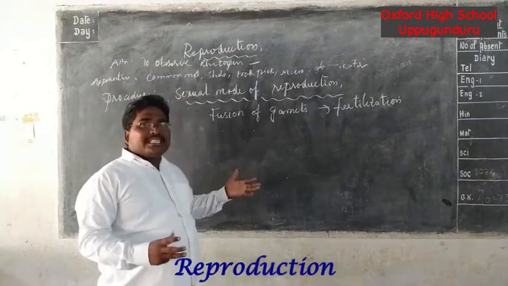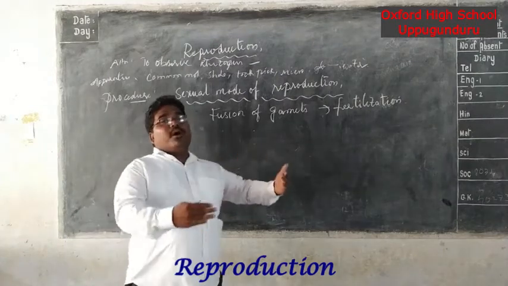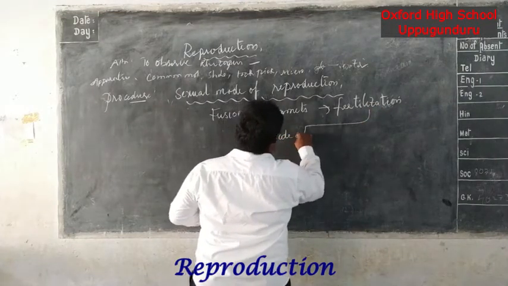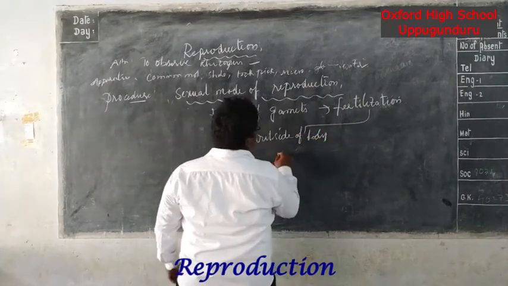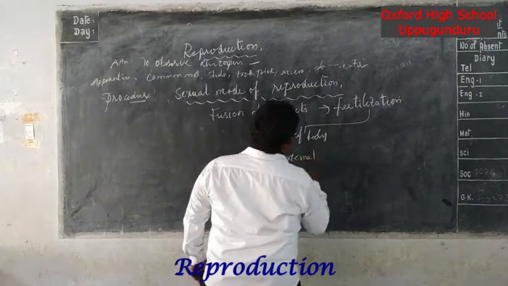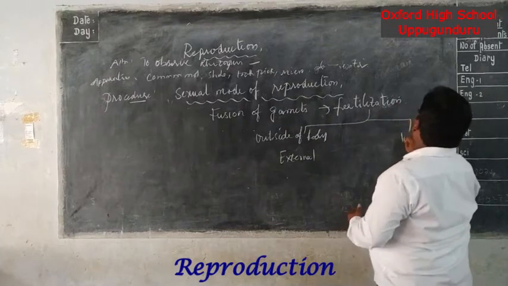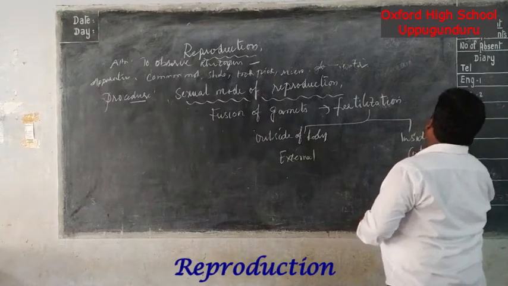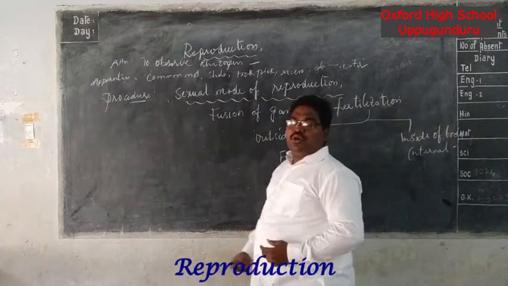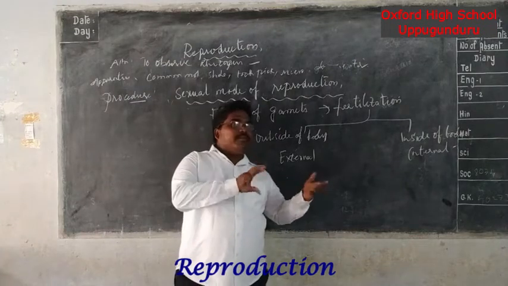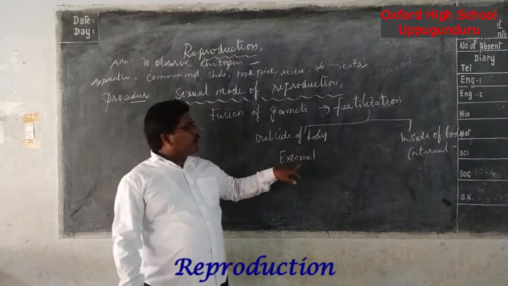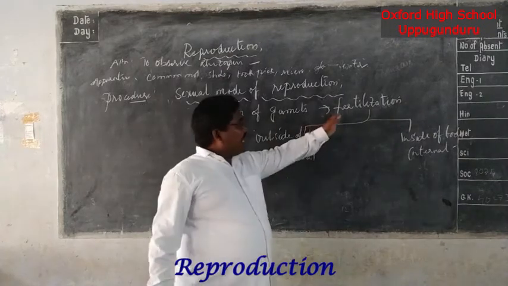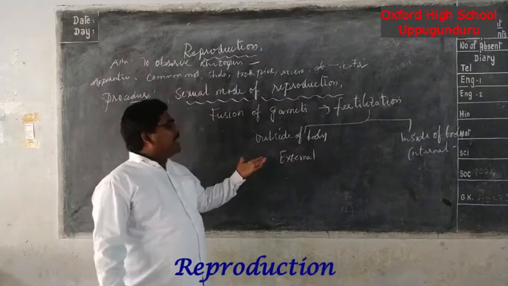If the fertilization occurs outside of the body of the female organism, it is called external fertilization. If the fertilization occurs inside the body of the female, it is called internal fertilization. You understand? So, on the basis of whether fertilization takes place outside or inside the body, fertilization is categorized into two types, external fertilization and internal fertilization.